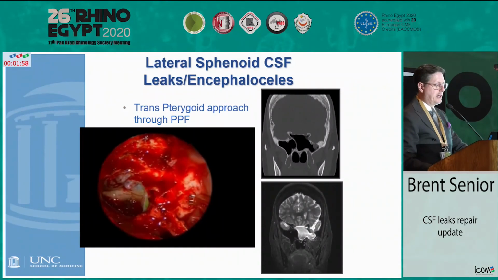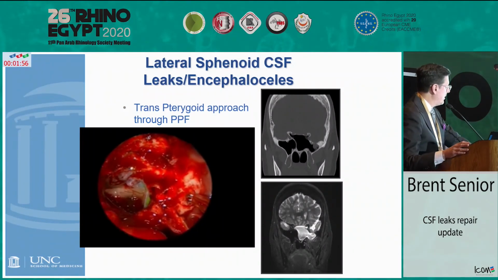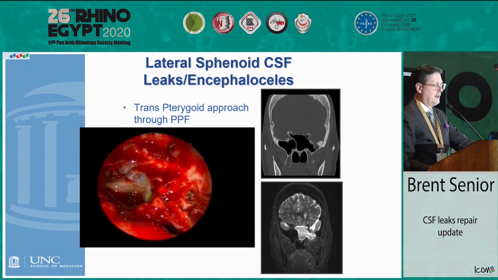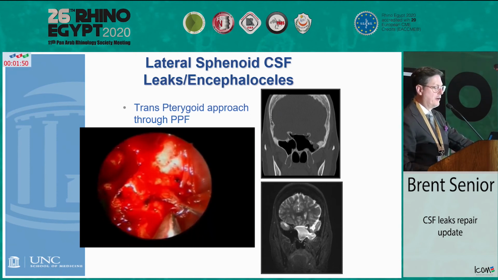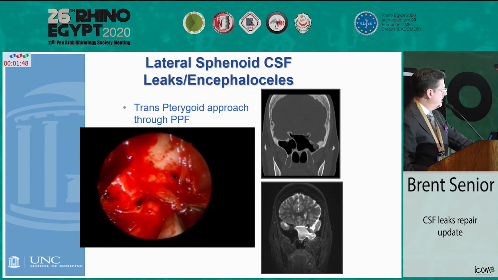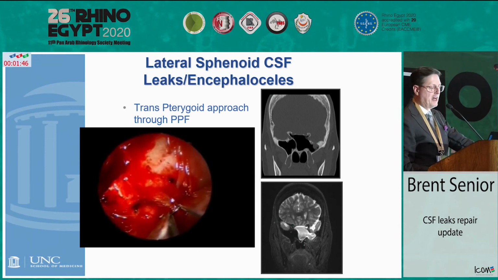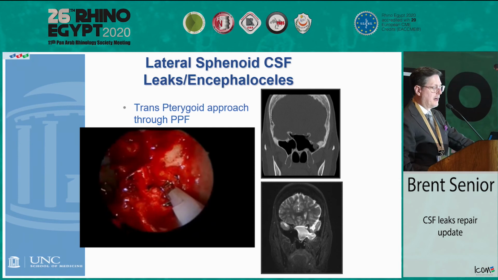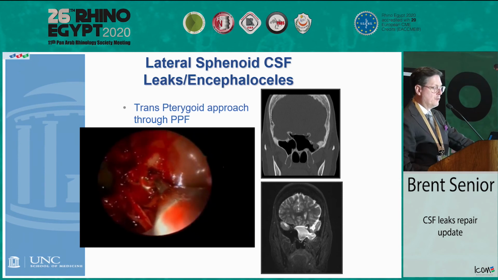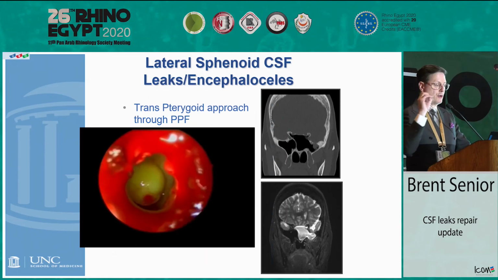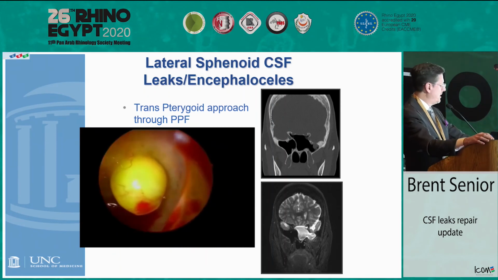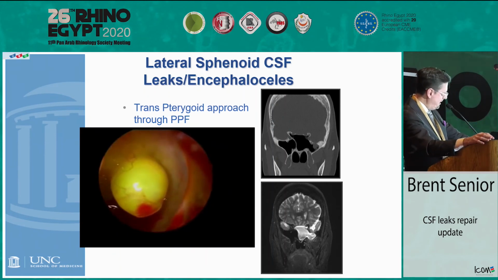So I like the transpterygoid approach for repair of these leaks. We create a hole in the back of the maxillary sinus, access the pterygopalatine region, and we put some clips on the internal maxillary artery there, and that allows us to cut it. We get a nice big opening with our drill directly into the sphenoid sinus. This gives us a nice 0-degree view of the meningoencephalocele right here through that defect.